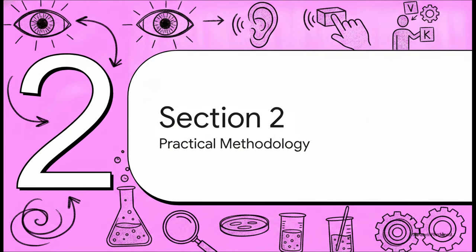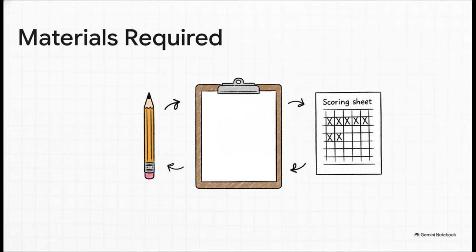Let's move straight into Section 2, the practical methodology. For this assessment, our lab requirements are actually wonderfully straightforward, which is great because it minimizes any experimental distractions. We literally just need the official VARK questionnaire, some basic writing materials for our volunteer, and the official scoring sheet to tally up our data later on.